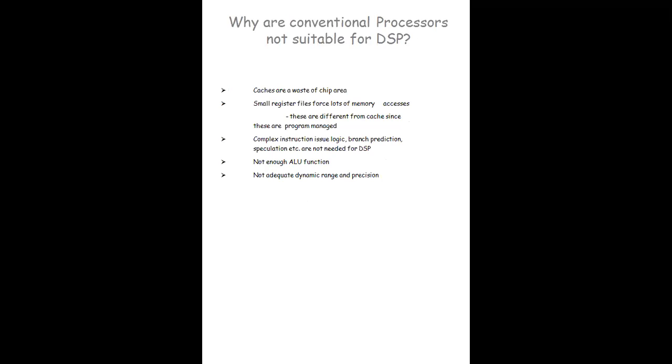Why are conventional processors not suitable for DSP? We'll have caches, a very structured area, and small register files, forcing lots of memory access. These are different from cache since these are program managed. Complex instructions, issue logic, branch predictions, speculations, etc. are not needed for DSP. And they do not have enough arithmetic logic unit functions, and do not have adequate dynamic range.